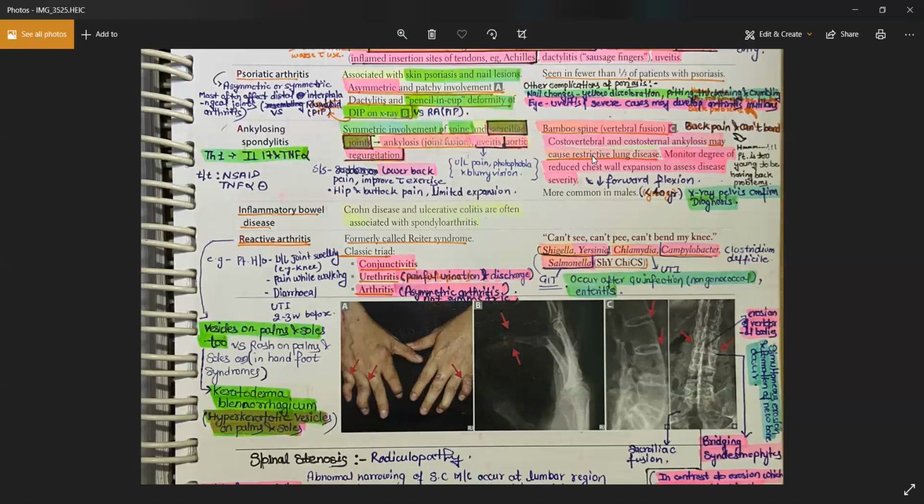So in order to monitor the severity of this disease, you can check the degree of chest wall expansion. A reduced degree of chest wall expansion will tell you how severe the disease is. If the disease is involving the thoracic spine, in that case they will have immobilization of the thoracic cage, and what you will get is reduced chest wall expansion. So a very important thing to consider.